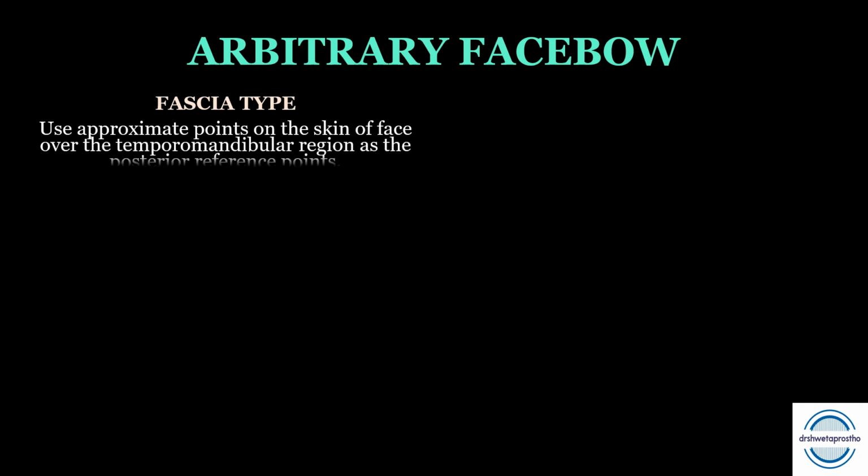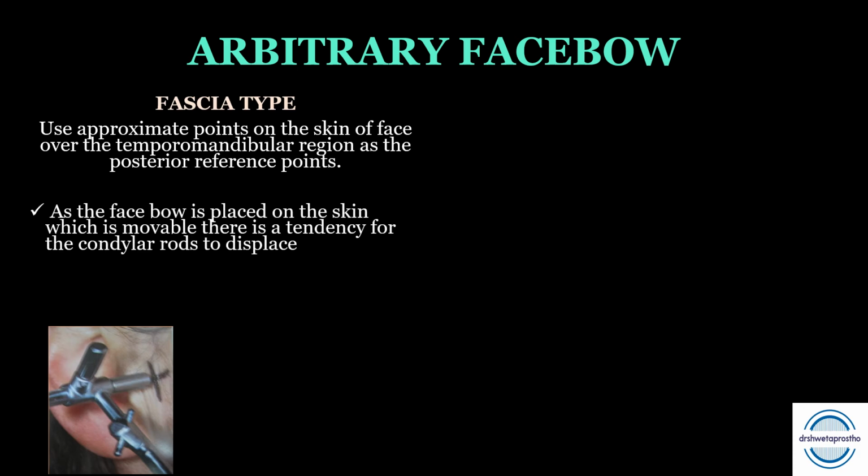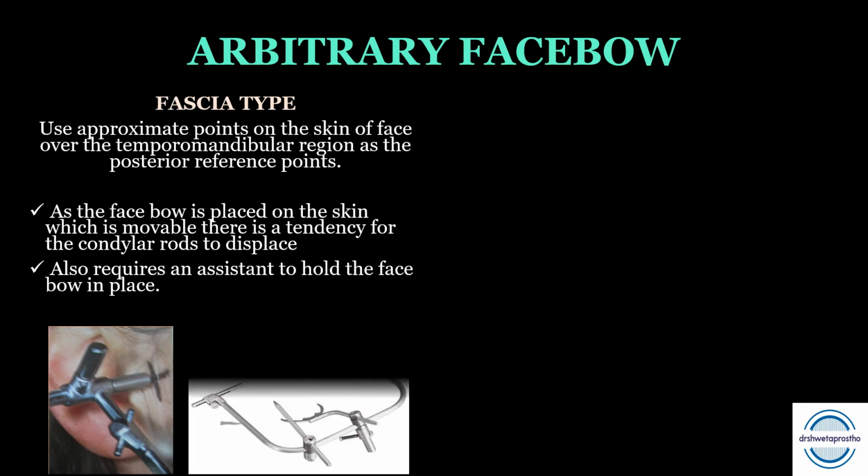Arbitrary facebow can be of two types, fascia type and the earpiece type. The fascia type of the facebow uses the approximate points on the skin of the face, as we can see in the picture. This is the temporomandibular joint. It uses it as the posterior reference points. So the condylar rods are placed on this. What is the main disadvantage? As the facebow is placed on the skin, which is movable, there will always be a tendency for the condylar rods to displace. And second, because of this, we will always require an assistant to hold the facebow in place.